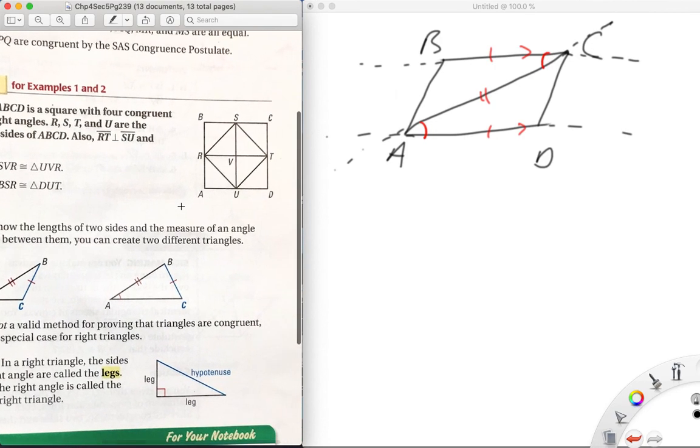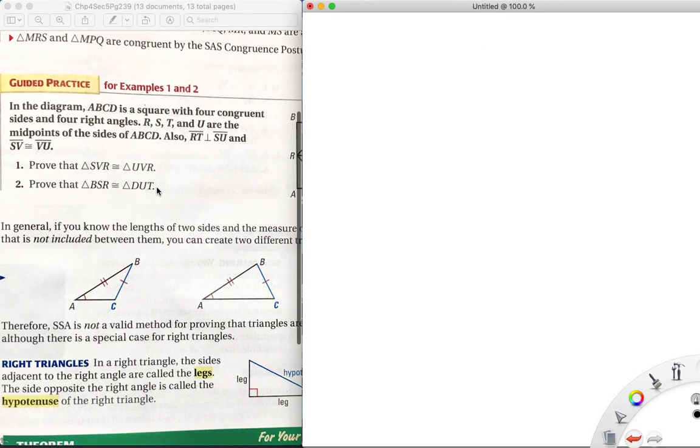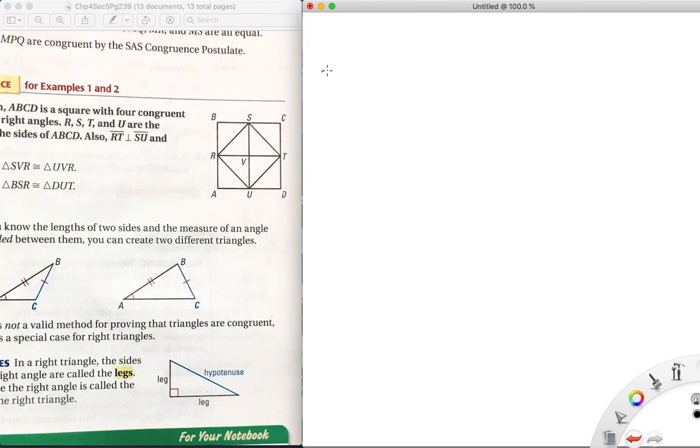Alright, so this one says a lot. There's a lot of stuff in these two proofs. We have a square within a square. Oh, that doesn't look accurate at all, but oh well.